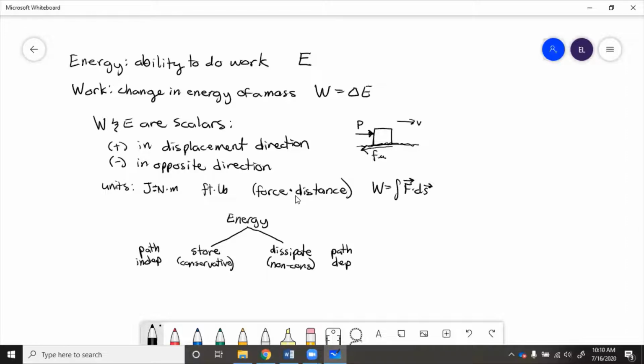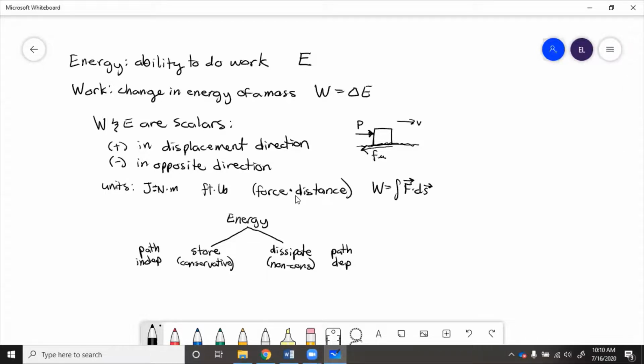A path dependent example is basically if you are pushing an object on a ground with friction, if you go straight from point A to point B, it takes less work than if you went in a big circle and got from point A to point B by a really long route. It's a lot harder to push something when there's a force fighting against you. So that is path dependent.